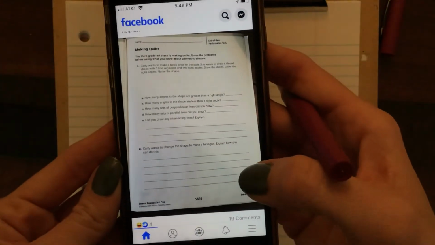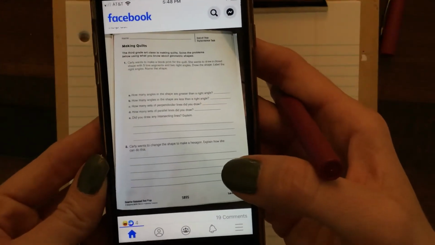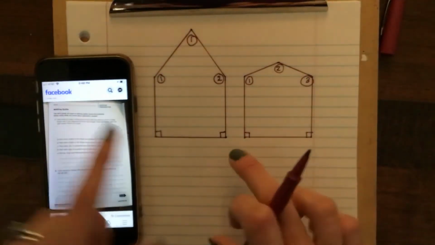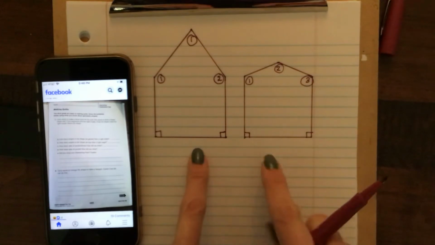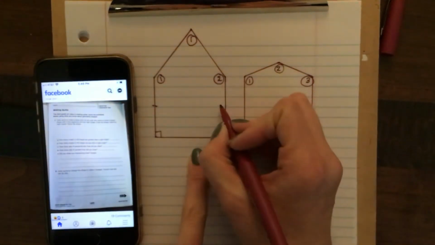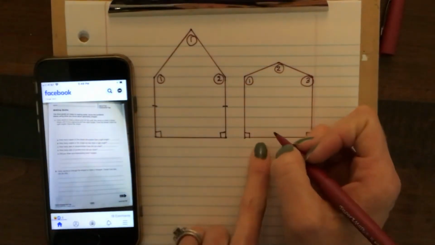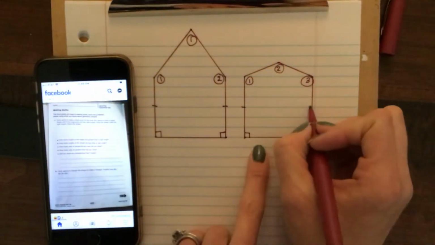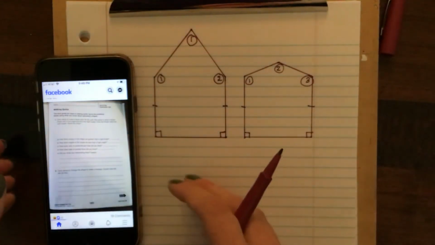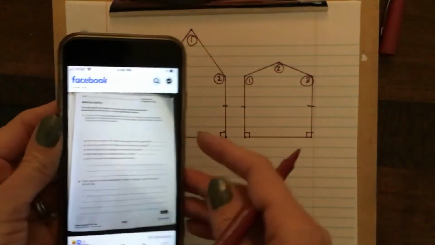Let's see. How many sets of parallel lines did you draw? Okay, let's take a look at our house. It doesn't matter which pentagon you drew. You have parallel lines here and here. And on this one also you have them here and here. So it doesn't matter which one you chose. You should have 1 set of parallel lines.